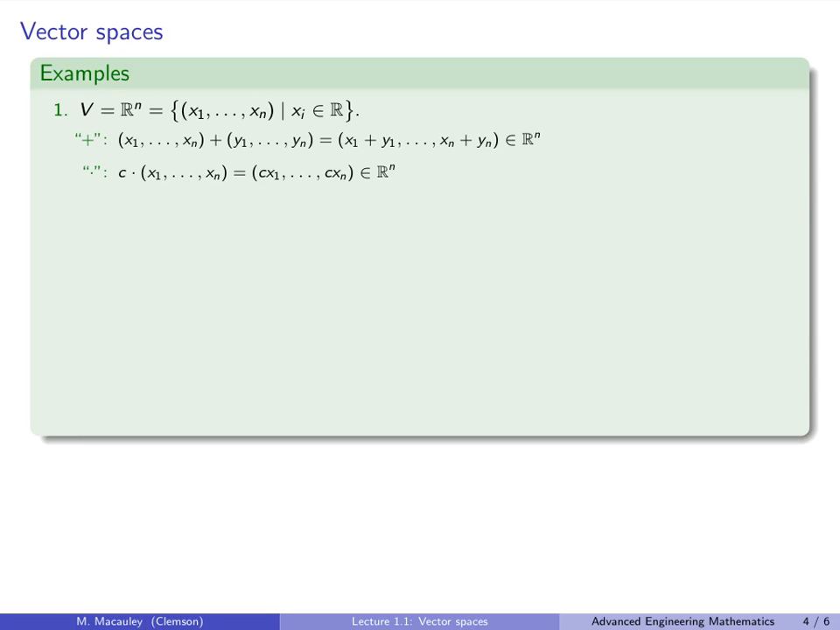Why is it closed under scalar multiplication? We'll take a scalar, c, and multiply it by a vector, and you can pull that scalar inside, and you clearly get another vector.